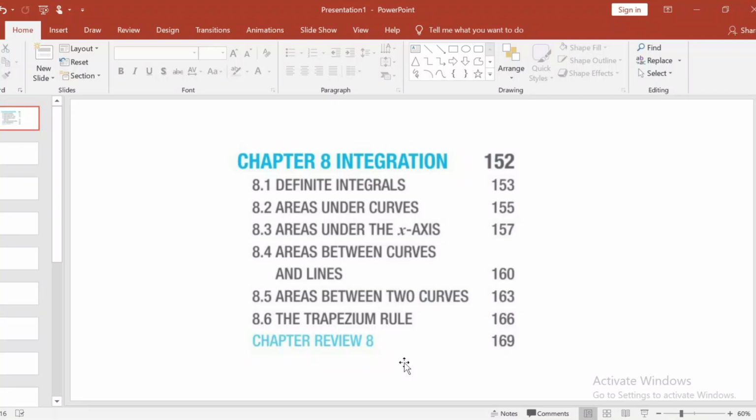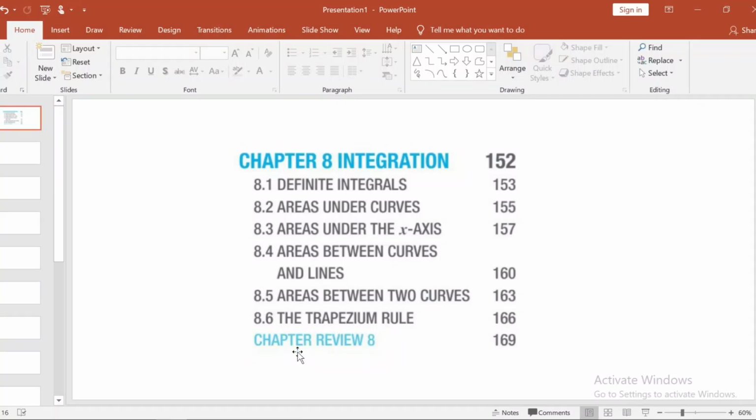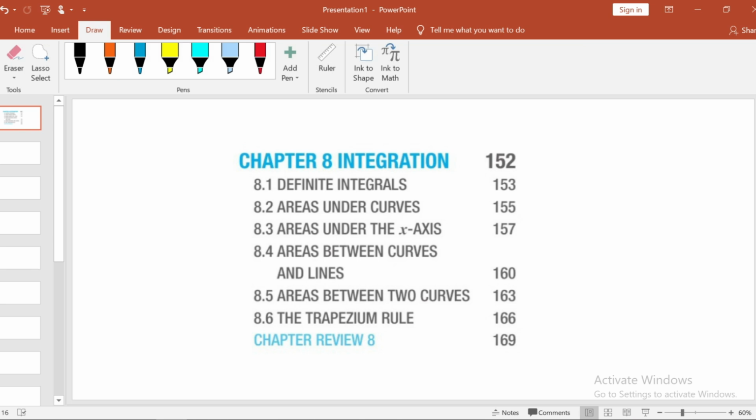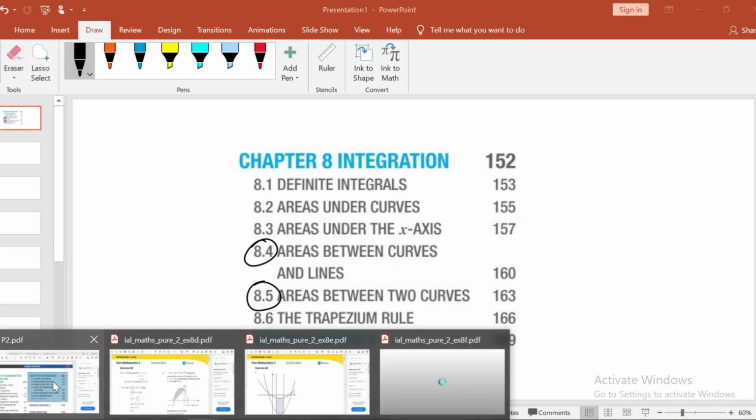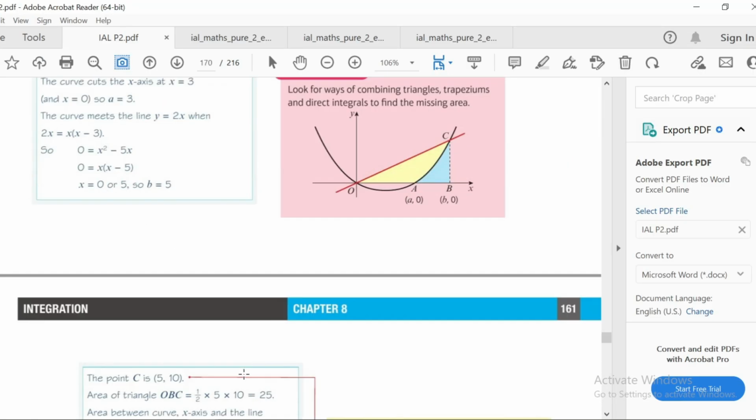Okay, let's go to 8.4, area between curves and straight line. I'm going to combine these two actually. 8.4 and 8.5, these two are like same actually. One is between a curve and a straight line, second one is between two curves. Okay, so listen to me carefully.